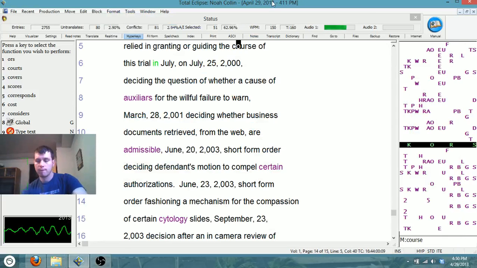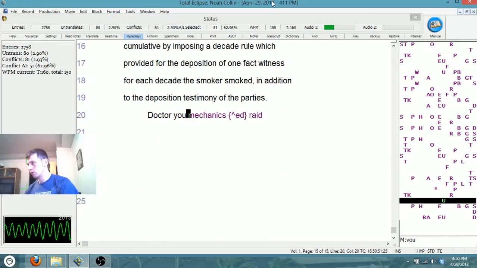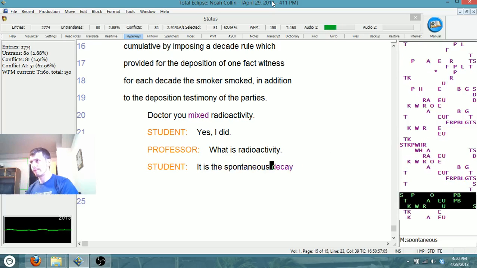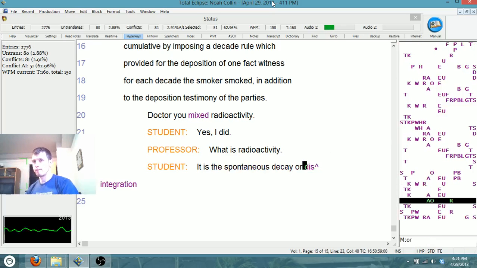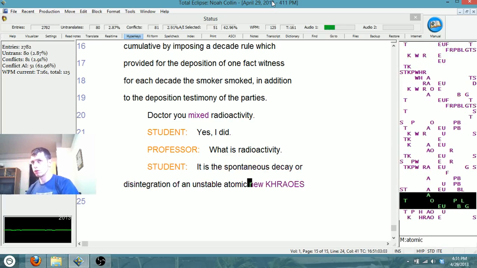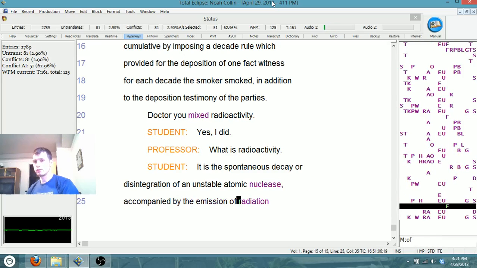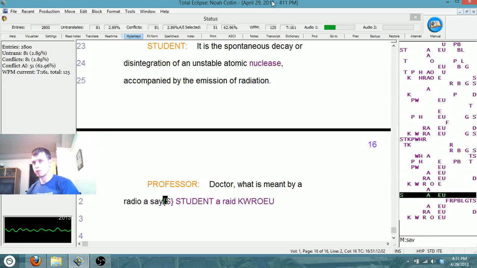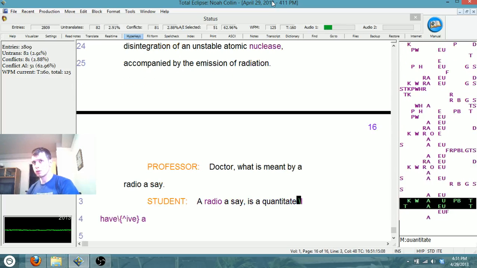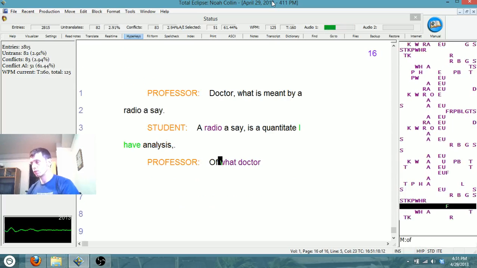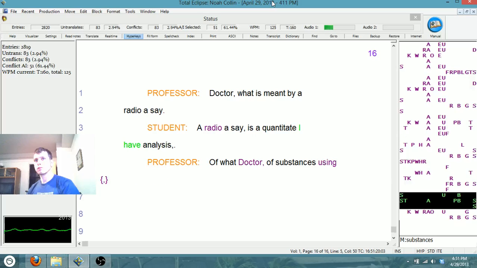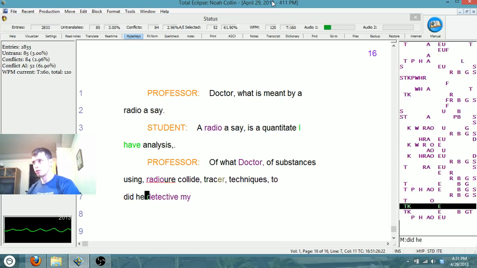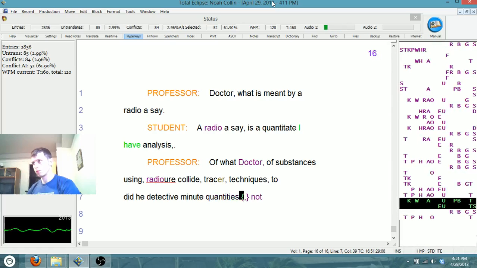Doctor, you mentioned radioactivity? Yes, I did. What is radioactivity? It is the spontaneous decay or disintegration of an unstable atomic nucleus accompanied by the emission of radiation. Doctor, what is meant by a radioassay? A radioassay is a quantitative analysis of what, doctor? Of substances using radionuclide tracer techniques to detect minute quantities not easily measured by other means.